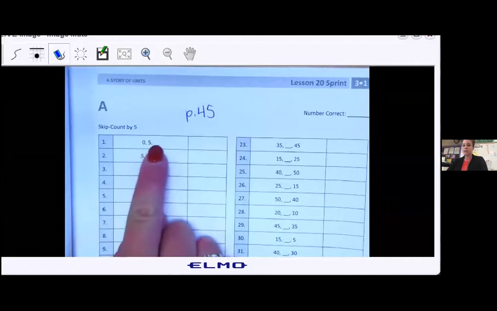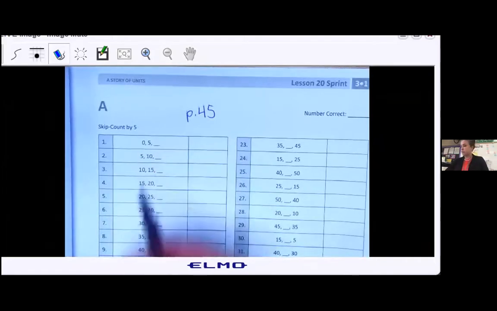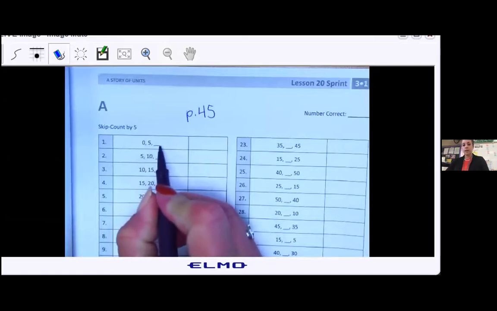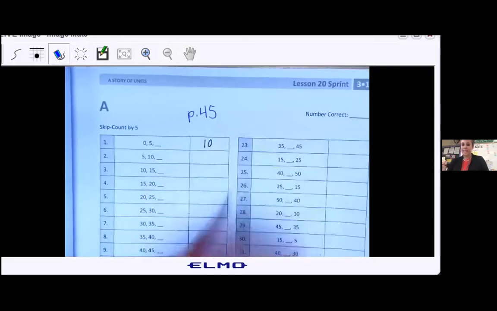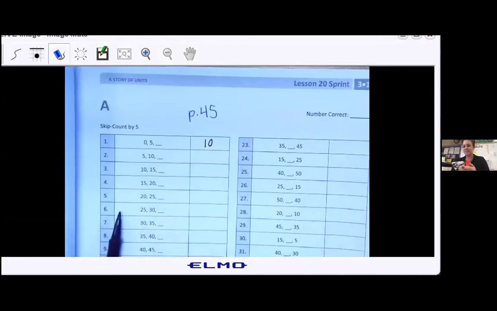So you're not really gonna fill in the blank here. You're gonna write your answer off to the side. So 0, 5, what would go in that blank? You're gonna write it over here, 10. Oops, I gave you your first answer. All right, let's go ahead and get started. I'm gonna start the timer. On your mark, get set, go.